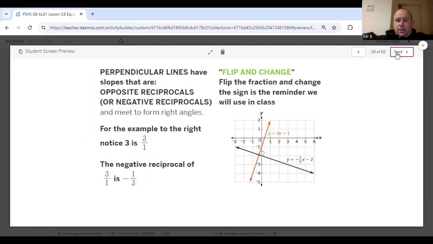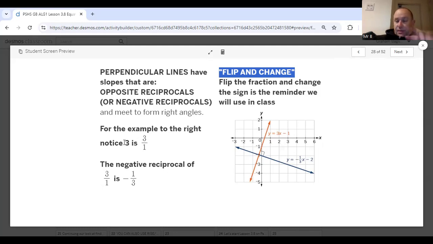And that's what the first section looks at. So the phrase that we're going to use for this class is flip and change. Basically, to remind you, there are two things that you have to do. You have to take the fraction and flip it, and you have to change the sign. So if I knew this slope here is 3, I can see the answer here is -1/3, but let me just show you why.